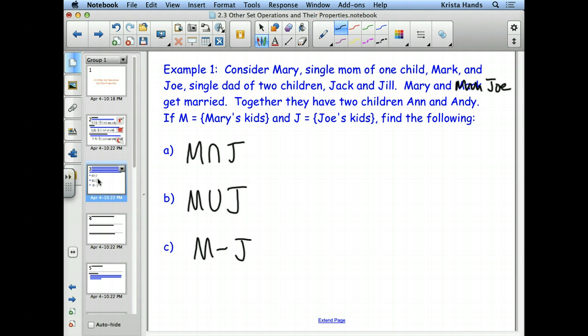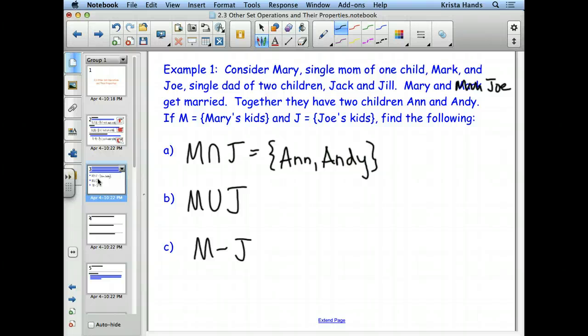Okay, so the first one says intersect. So what is it that we're looking for if we're looking for the intersection? The kids they have in common. In this case, it is two kids. What two kids do they have in common? Anne and Andy, right? Okay, that's the intersection. That's where their kids coincide. The kids they had together.